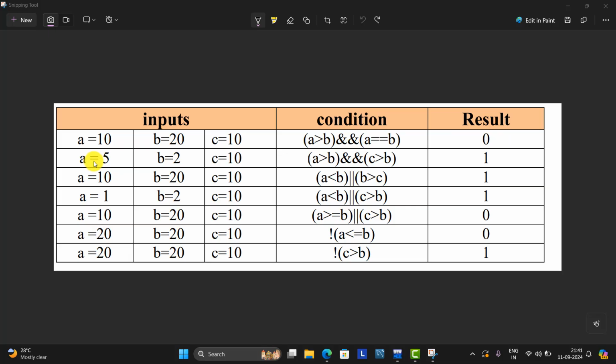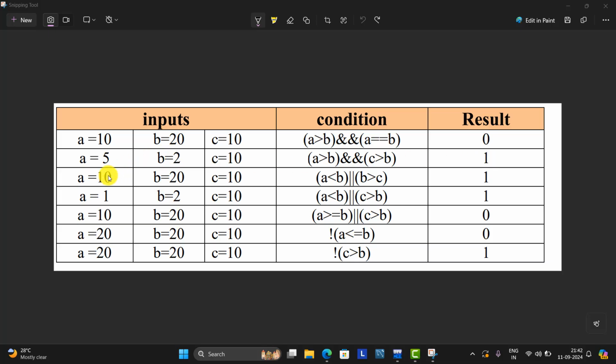Now the second example: A is equal to 5, B is equal to 2 and C is equal to 10. In the very first place, A greater than B: is 5 greater than 2? Correct. The compiler will check the other one as well, because it depends on the second operand. Both operands need to be 1, otherwise we won't get the result as 1. So the compiler will check the second operation as well. C greater than B is 10 greater than 2. The condition is correct. 1 and 1. Logical AND will return true if both operands are 1. So in this case the result is 1.